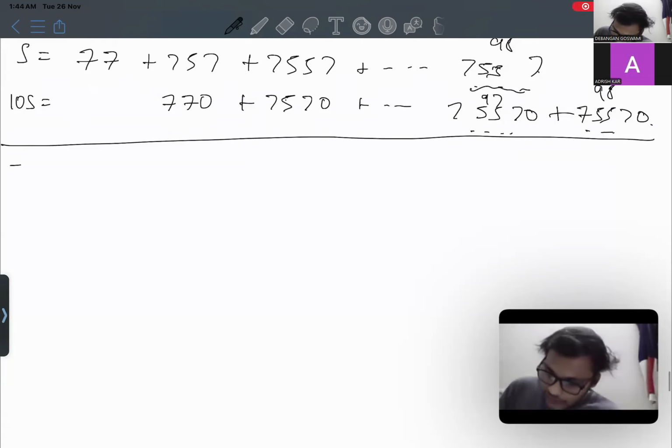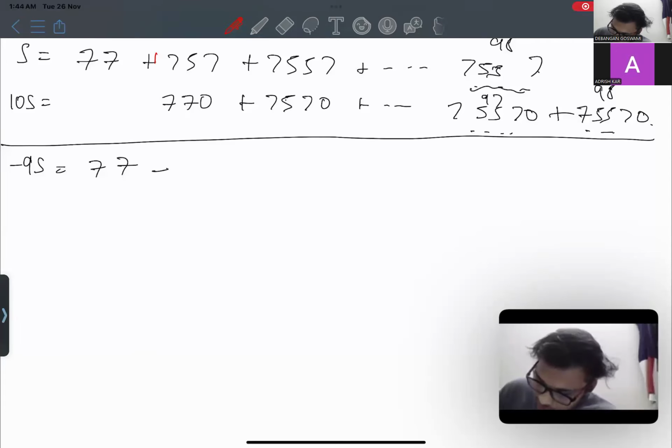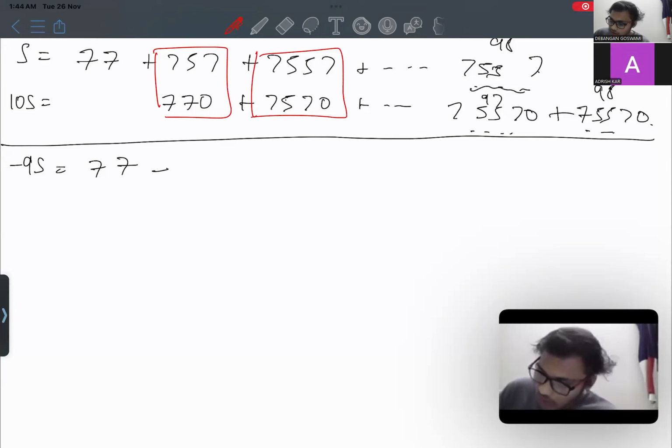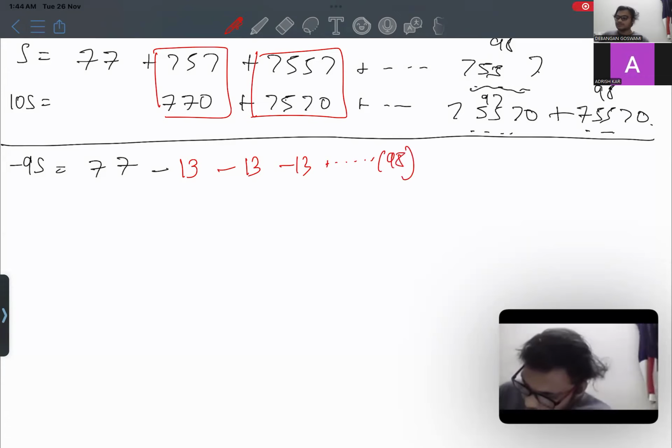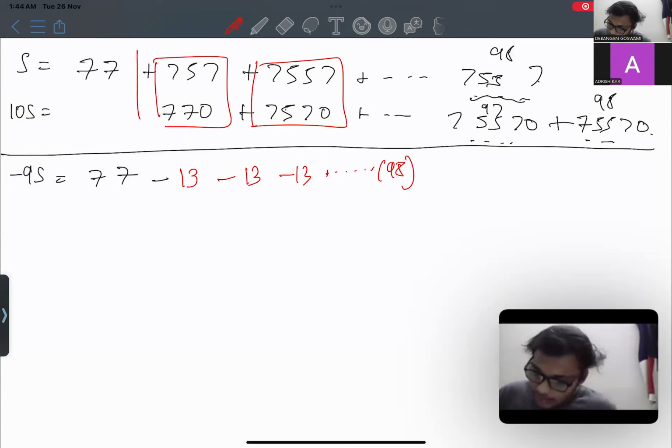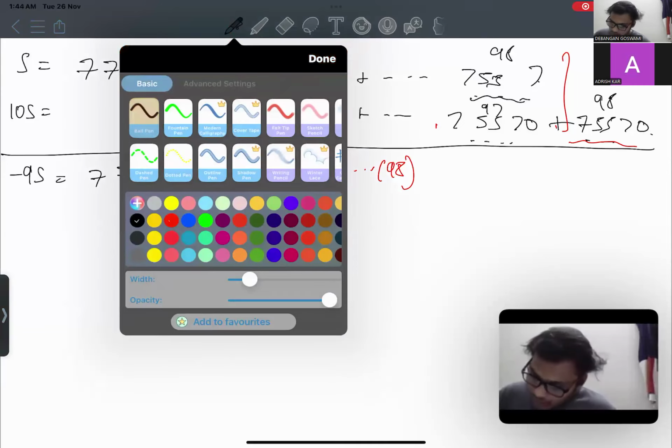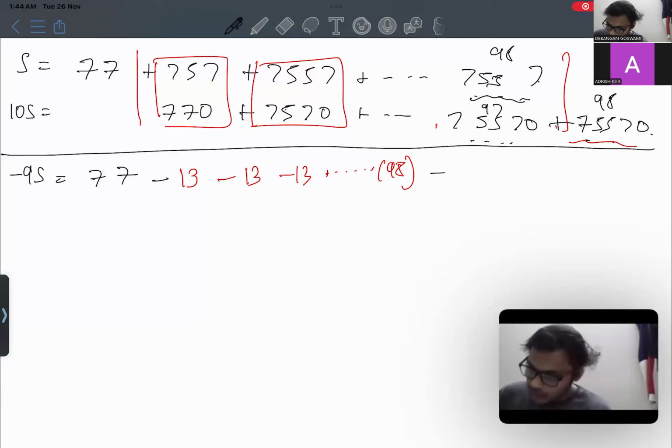On this side we are getting minus 9S, right, guys, is equal to 77, minus... you'll see now, surprisingly, all these terms, the difference is 13, right? So minus 13, minus 13, minus 13. For how many times will this minus 13 be obtained? 98 times, right, guys? For 98 times, minus 13 is being obtained. And finally, we have the last term, which is minus 75.